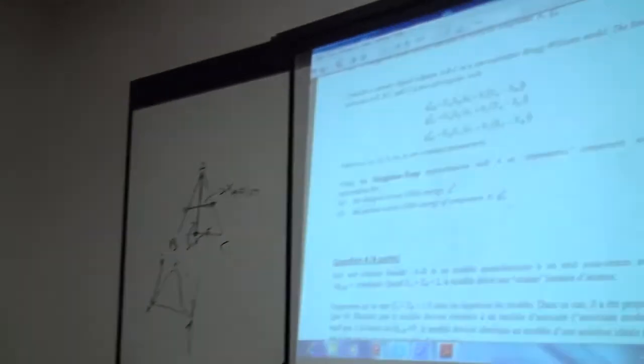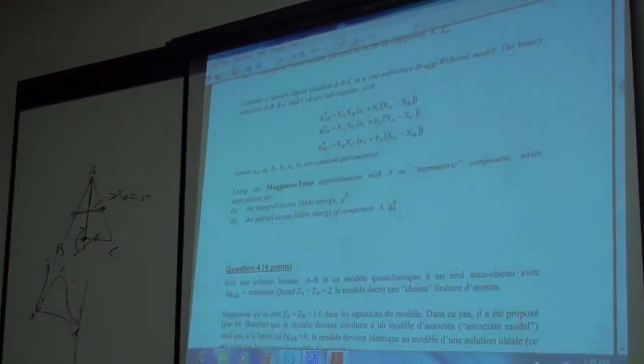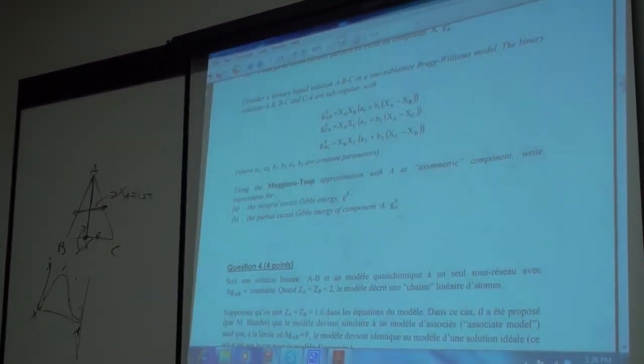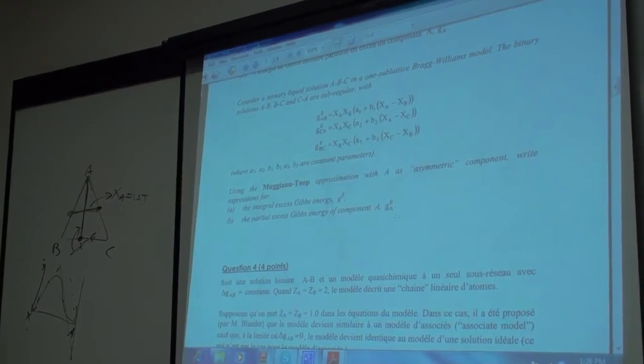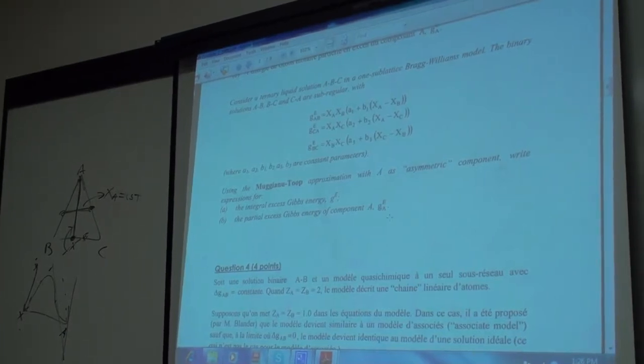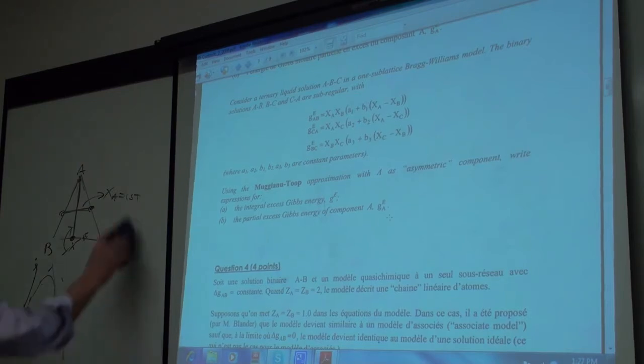Consider a ternary liquid solution, A, B, C, in a one sublattice. The binary solutions are all subregular, expressed using a Redlich-Kister model. Using the Muggianu-Toop approximation with A as the asymmetric component, give the excess Gibbs energy and the excess partial Gibbs energy of A. So we're using Muggianu-Toop.